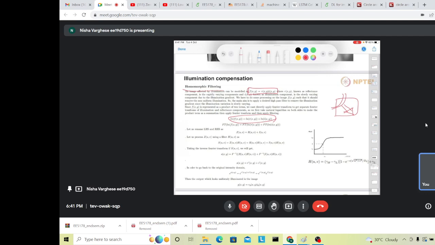Then you can use the Fourier transform to separate them. Then you can apply a high pass filter, because the illumination variation has a low pass nature. It is slowly varying, so we can use a high pass filter to remove that illumination variation. After applying this filter, you can find the inverse transform to get the image back. So that will give an illumination compensated image.